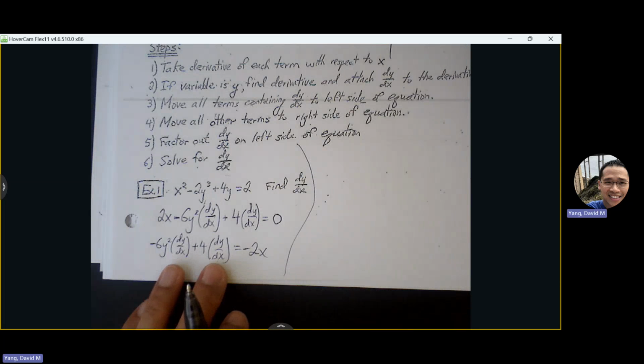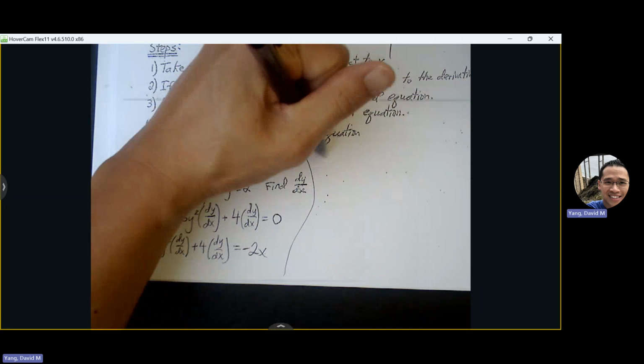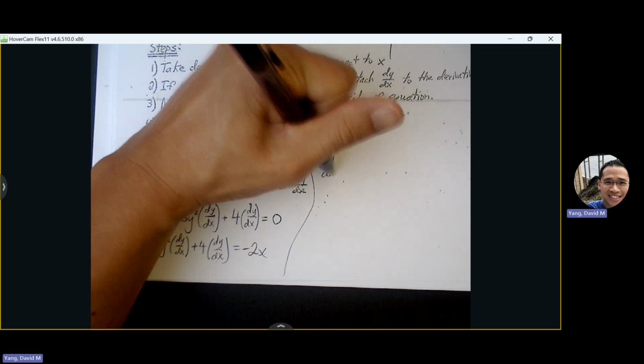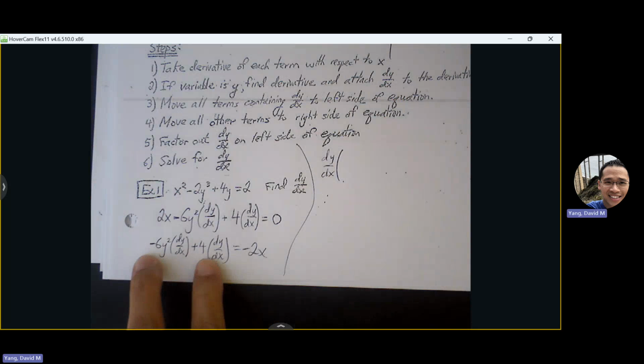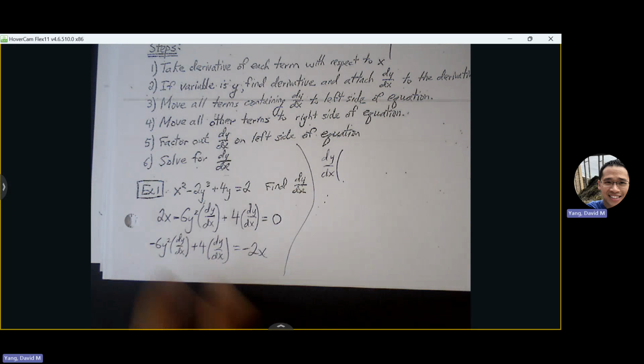Now, there may be other common factors, but we only want to factor out dy dx because that's really the only variable that we care about getting by itself. So I'm going to factor dy dx out. What's left is the negative 6y squared plus 4.